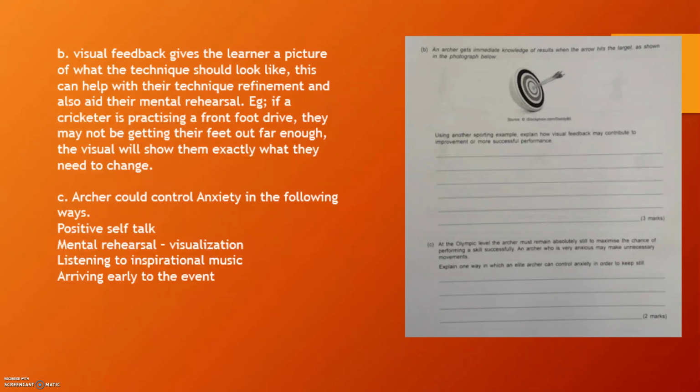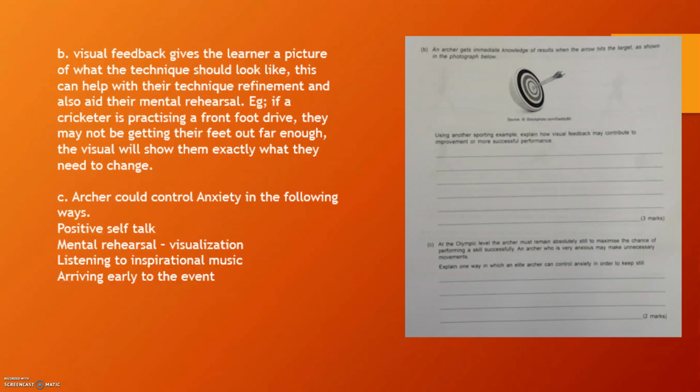B, this is another sporting example to explain how visual feedback may contribute to improvement or more successful performance. Visual feedback gives the learner a picture of what the technique should look like. So this can help with their technique refinement and also aid their mental rehearsal. So in another sport, say cricket, practicing a front foot drive, they may not be getting their feet out far enough. The visual could then really identify and show them how far away their foot would be from where it needs to be.